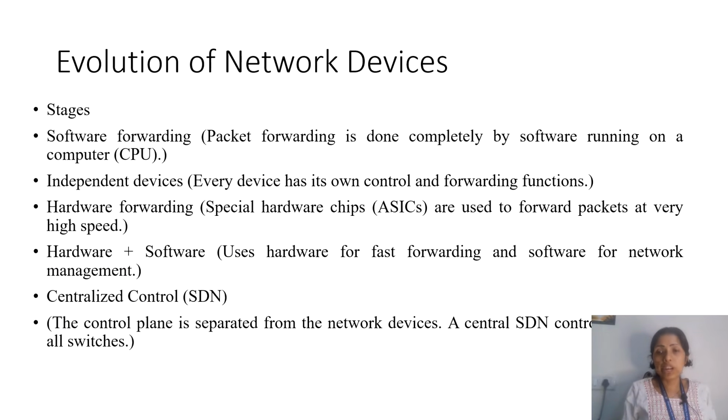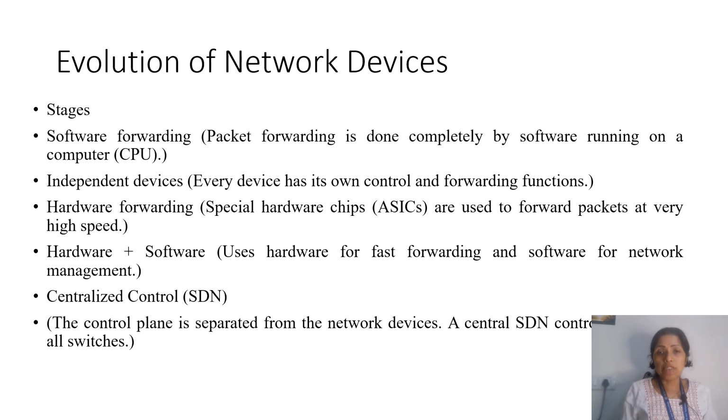So the evolution of the network: before coming to the software defined network, many switches were developed. After that, the software defined network concept came. First, software forwarding. Software forwarding means the packet is forwarded through the software. The CPU is used to transfer the packet. That's why it is software forwarding.